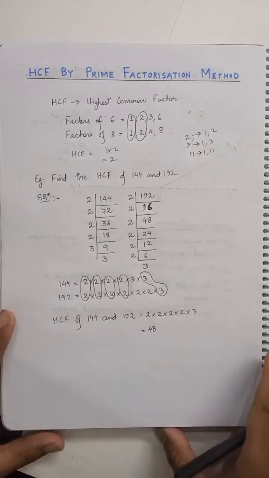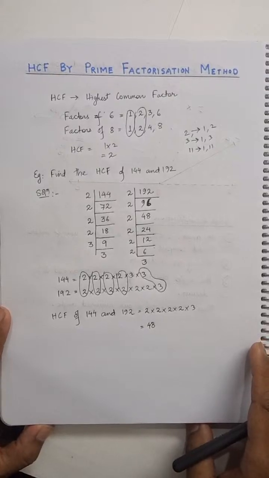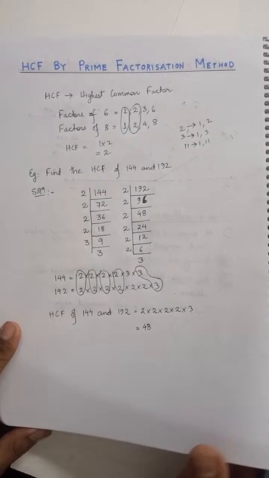Okay, so this is how we find the highest common factor by the prime factorization method. Okay, so we'll try one more example. Let's take 3 numbers and then find the HCF of them. Or let us do one more, then we will proceed to finding the HCF of 3 numbers. Okay, so I'm shifting to a new page and let me adjust my book.